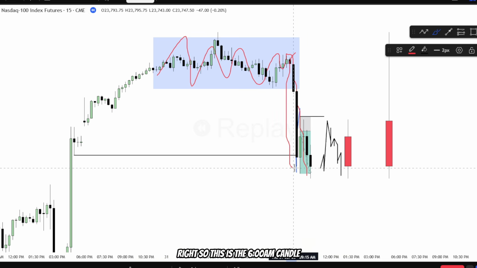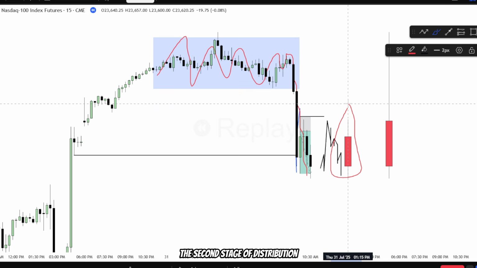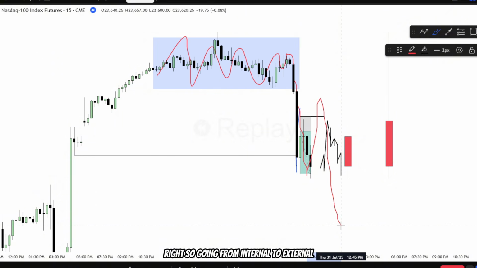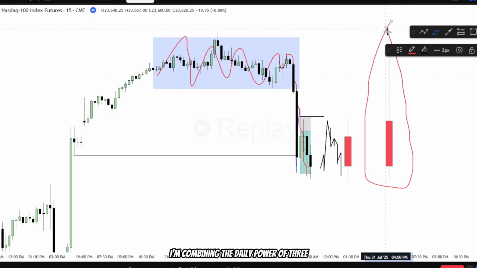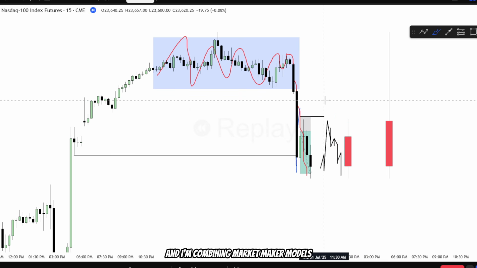So this is the 6 a.m. candle, 4-hour candle. And then what does it do? The second stage of distribution is going to be the 10 a.m. candle. So I'm combining ERL to IRL concepts first, going from internal to external. I'm combining the daily power of 3, I'm combining the 10 a.m. power of 3, and I'm combining market maker models. How? By trading that 15-minute. So you can use market maker models on a 15-minute fair value gap.